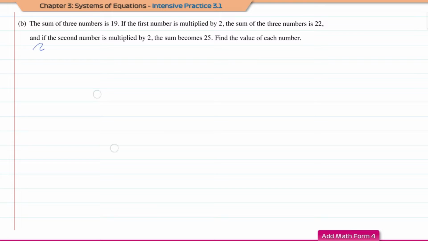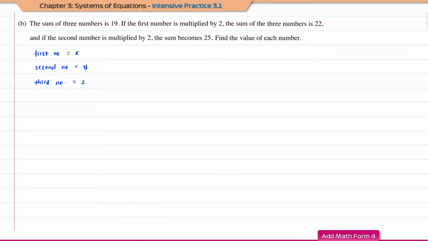So first, I'm going to label the first number using the letter x, and the second number, I'm going to label it using y. And for the third number, I'm going to label it using z. So first, let us form the equations.